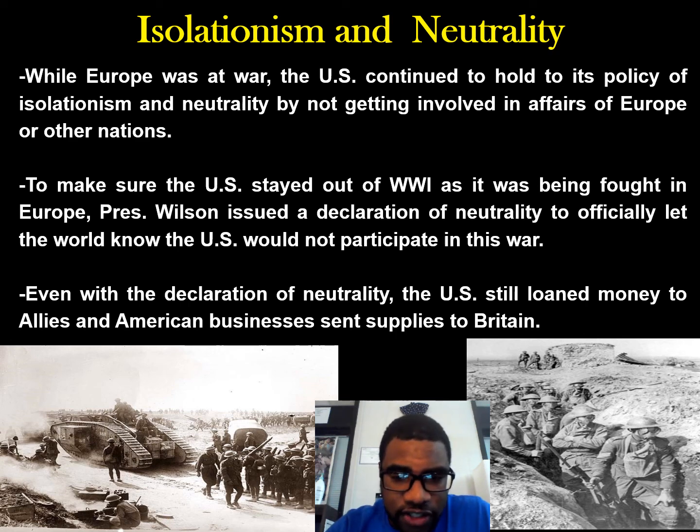Even with the declaration of neutrality, the U.S. still loaned money to allies, and American businesses sent supplies to Britain.